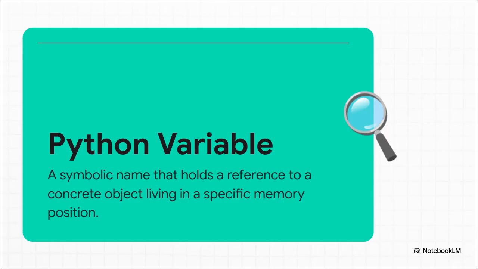So what is a Python variable, really? At its core, it's just a name, a tag. It holds a reference. Think of it like a signpost or a shortcut that points to the actual object, which is sitting somewhere in your computer's memory. This separation between the name and the object itself, that's everything.